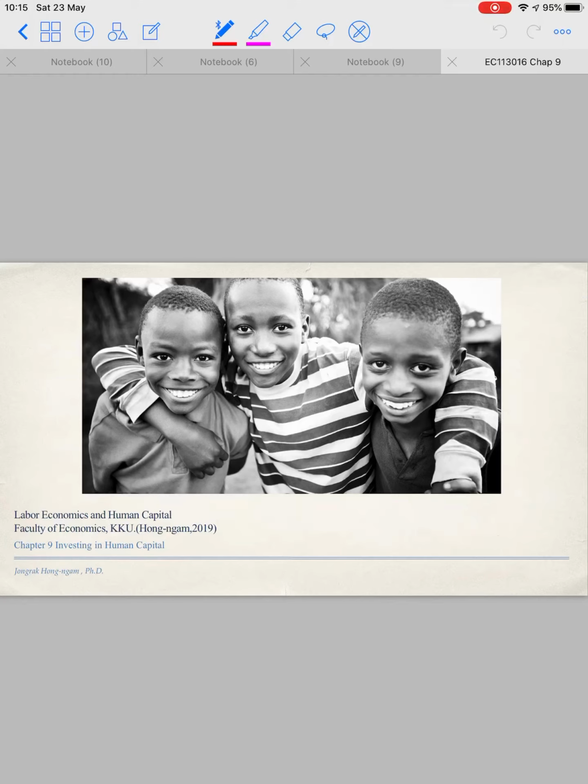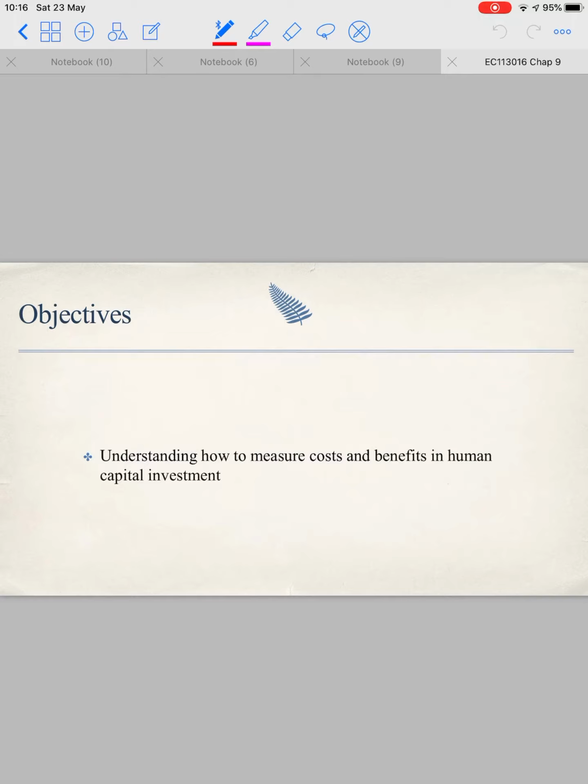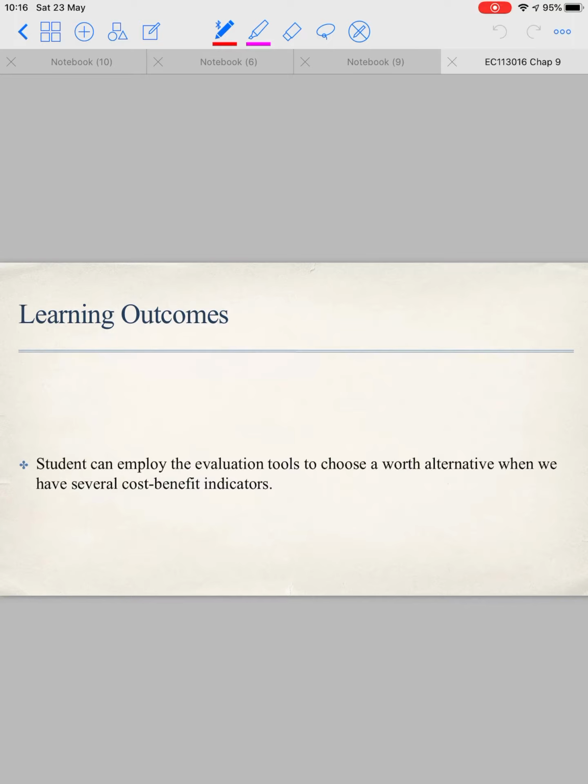In chapter 9, we're going to study investing in human capital. It's very interesting. This chapter has set the objective that we intend that all of you can understand how to measure cost and benefit in human capital investment. The learning outcome we can measure by you can employ the evaluation tools to choose a worthwhile alternative when we have several cost-benefit indicators.